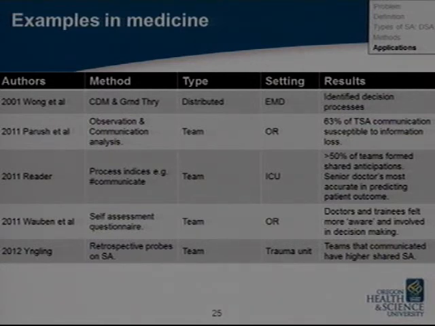So they found that for most cases, the team did not have the same kinds of predictions, and in cases where they were different, the senior doctors had the most accurate representation of what would happen to the patient over time.